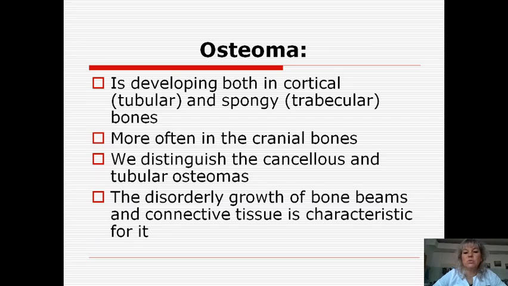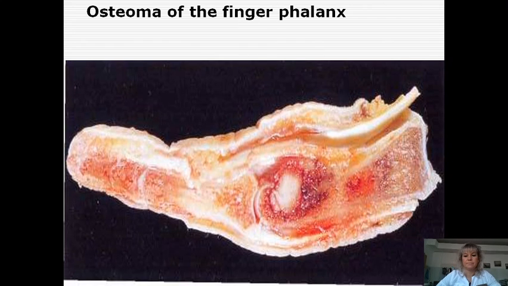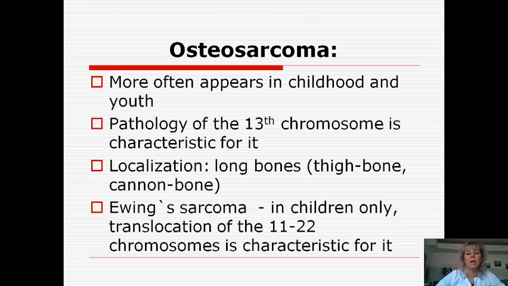We distinguish cancellous and tubular osteomas. The disorderly growth of bone beams and connective tissue is characteristic for it. Look, in this photo you can see osteoma of the finger phalanx, yellow color.